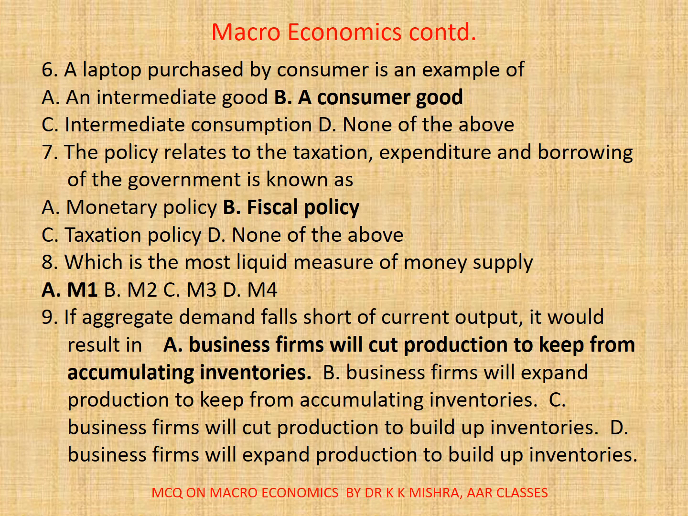Question number 9. If aggregate demand falls short of current output, it would result in A, business firms will cut production to keep from accumulating inventories; or B, business firms will expand production to keep from accumulating inventories; C, business firms will cut production to build up inventories; or D, business firms will expand production to build up inventories. The correct option is A, business firms will cut production to keep from accumulating inventories.